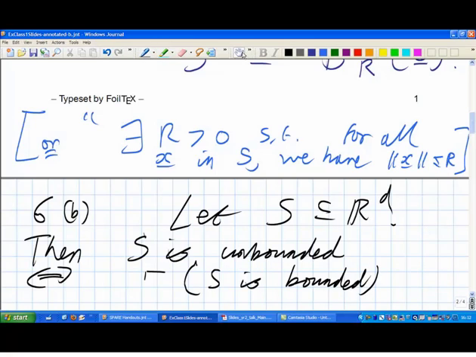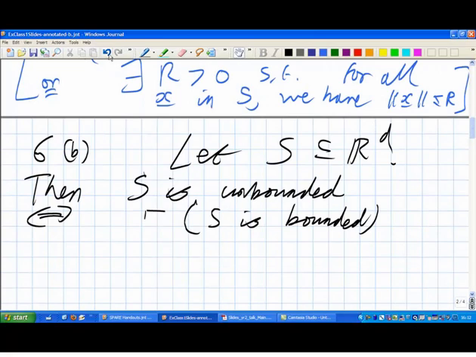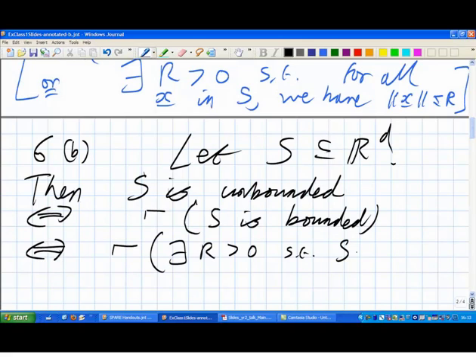That's not very helpful because it has a not in it. And the idea in this part is to try and get rid of the nots as much as you can, and the more nots you get rid of, the easier the statement gets to use. So I'll move that a bit further to say that's the same as not there exists an R greater than 0 such that S is contained in the ball of that radius centered on the origin with a bar at the top.